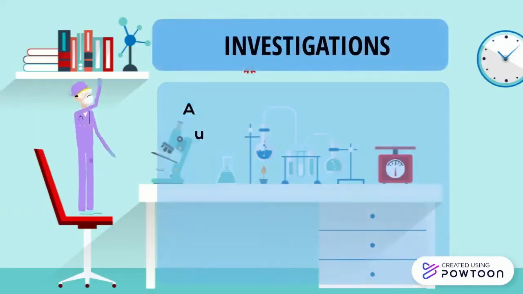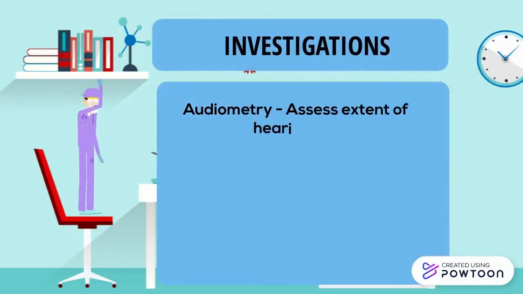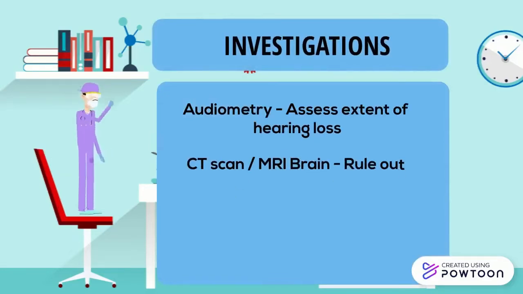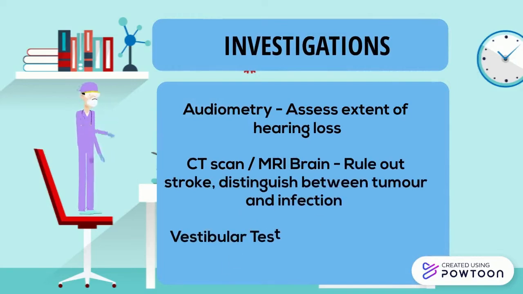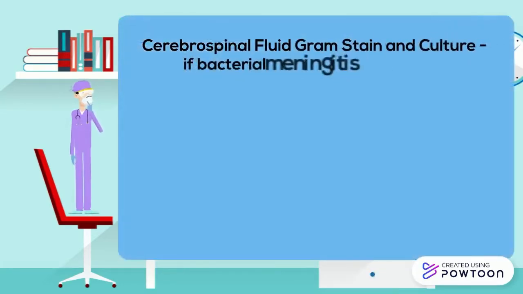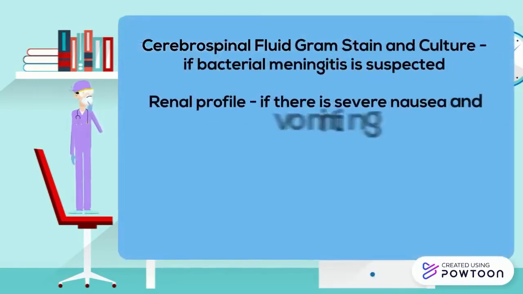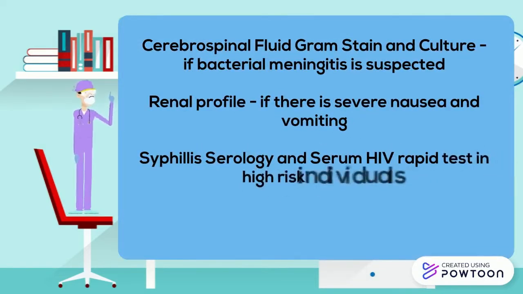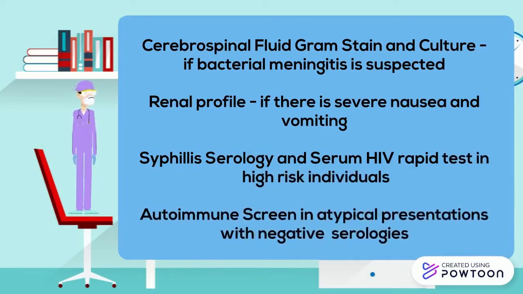Here are the investigations that can be carried out. First one is audiometry to assess the extent of the hearing loss. Imaging of the brain is done to rule out stroke and distinguish between a tumor and an infection, as well as vestibular testing. If bacterial meningitis is suspected, a lumbar puncture can be done, and if there is severe nausea and vomiting, a renal profile can be done. A syphilis serology and HIV rapid test can be done in high-risk individuals, as well as an autoimmune screening.